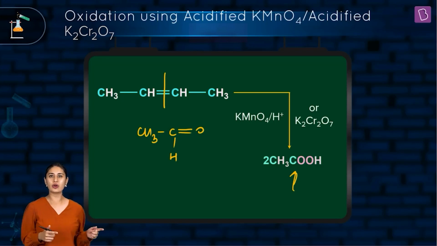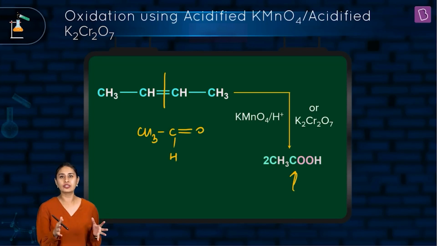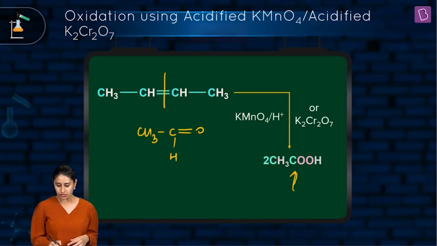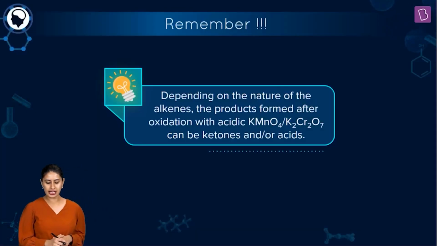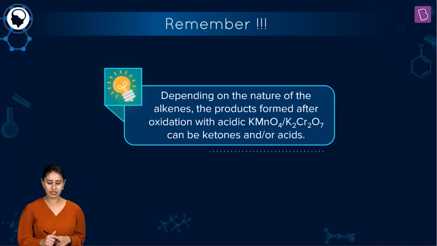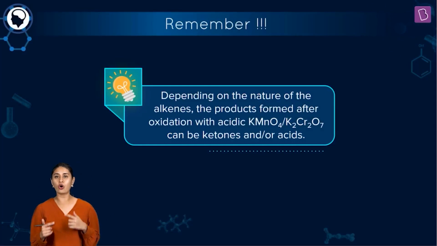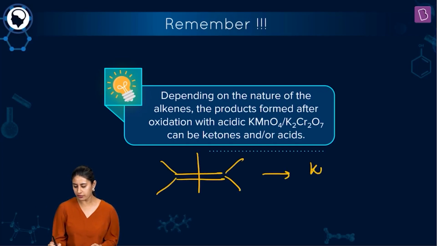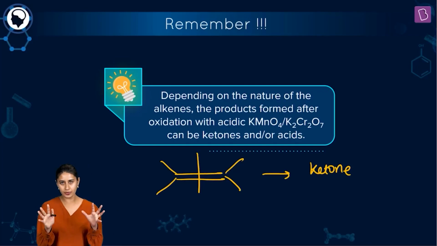Unlike what we saw in Baeyer's reagent, where diol was getting formed and the two OH were getting added from the same side, here, depending on the nature of the alkenes, the product formed after oxidation with acidic KMnO4, K2Cr2O7 can be ketones and/or acids. So you know that when a ketone is getting formed, ketone will be the only product that will be formed.